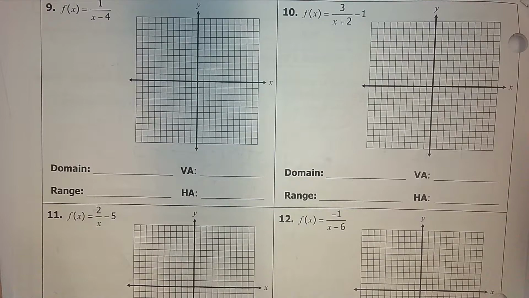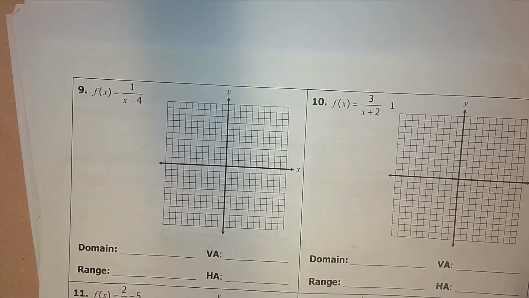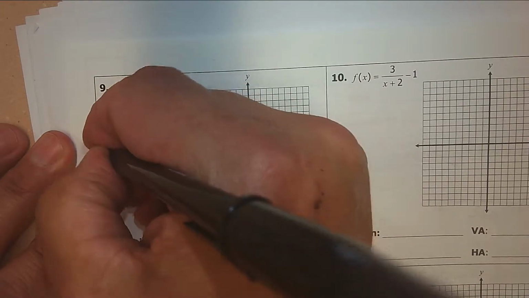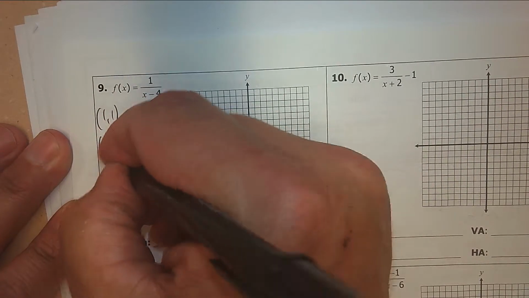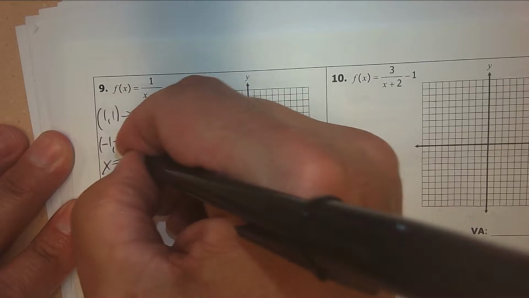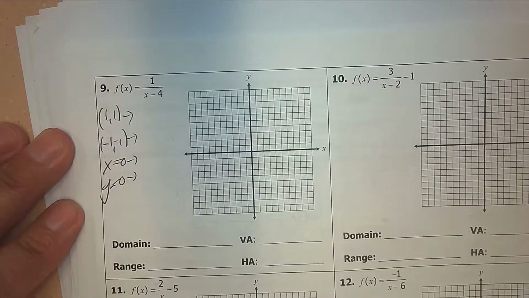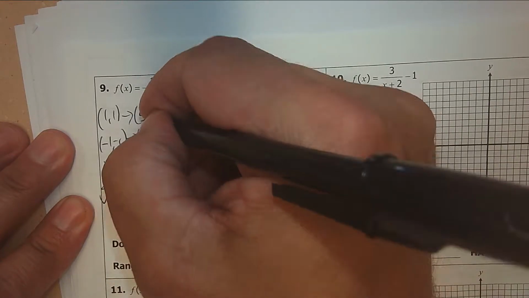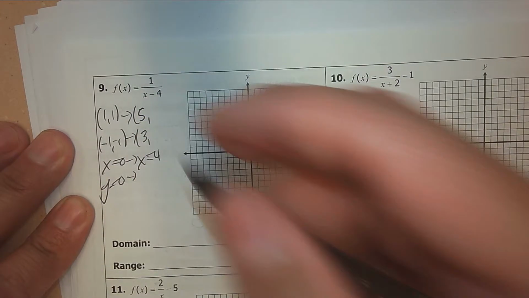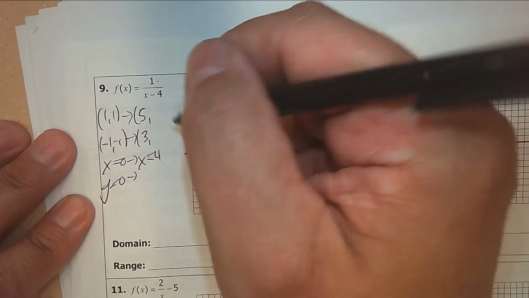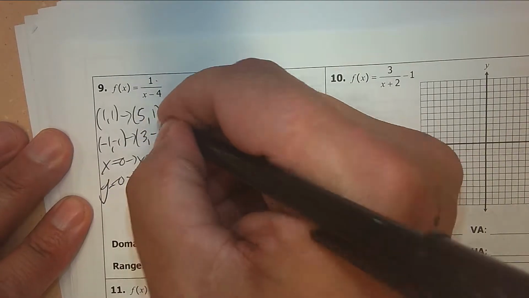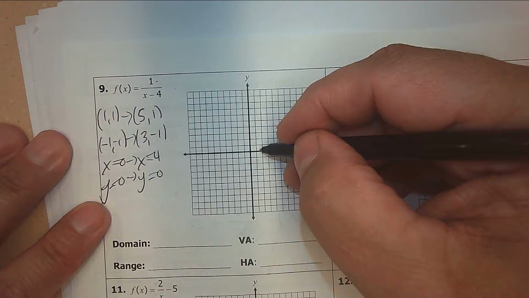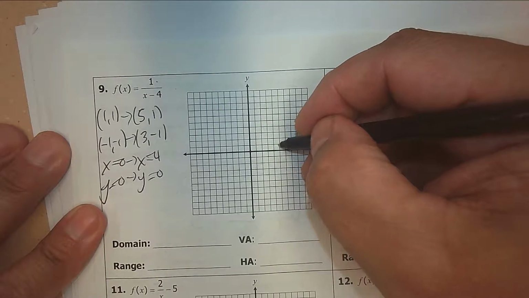Number 9. So for this one, I'm going to start with the parent, 1, 1, -1, -1, x equals 0, y equals 0. And then I notice only the denominator has changed. I do the inverse. So I'm going to add 4 to every x. The y has not changed. So times 1, nothing after the fraction. So it stays 1, stays -1, stays 0. Plot the points. So 5, 1. And 3 and -1.